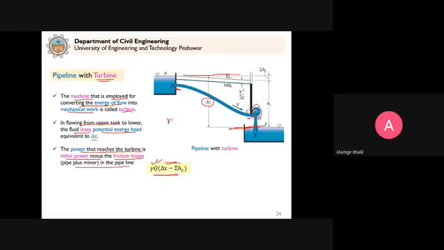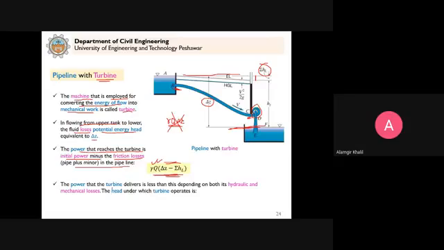gamma Q. If there are no losses, then it will be gamma Q into delta Z. This will be the power available to the turbine here. But since the liquid flows from here to just before the turbine, we have these head losses. When it reaches here, you can see the piezometer shows this. So this is the losses. That's why the head available is not this one, but it is delta Z minus the head losses. This is the power available.